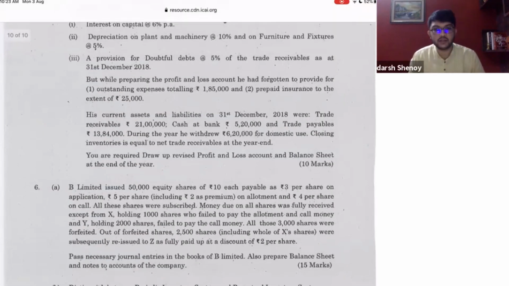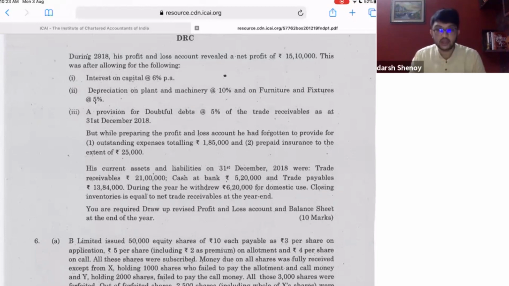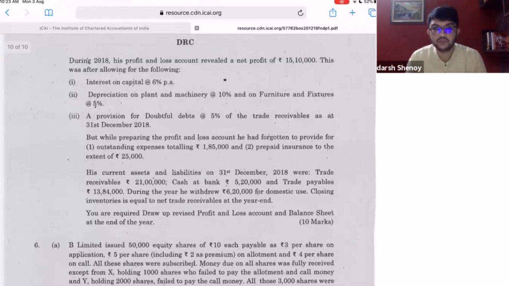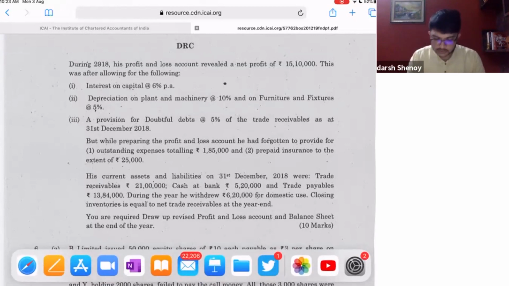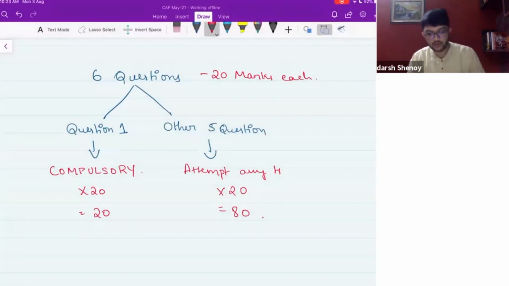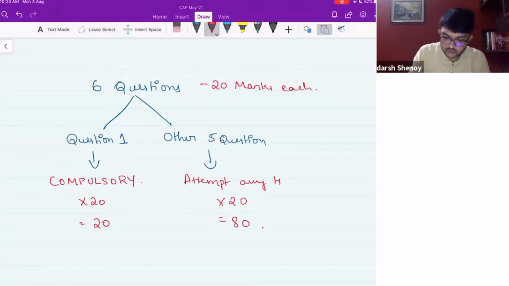I assume that you understood the question paper pattern. So this is how your question paper is going to look like. 6 questions. First question compulsory. Out of the 5, 4 questions are to be attempted. That is all. So that is about the question paper and the question paper format and pattern. Okay. So this is the brief introduction to how the paper looks, what this paper is and all that.